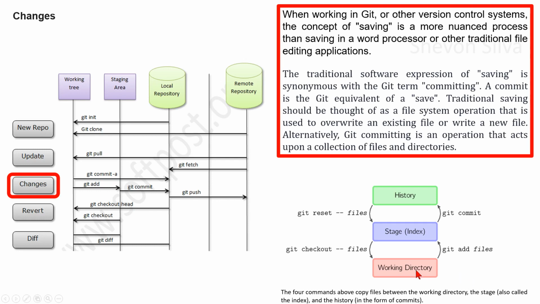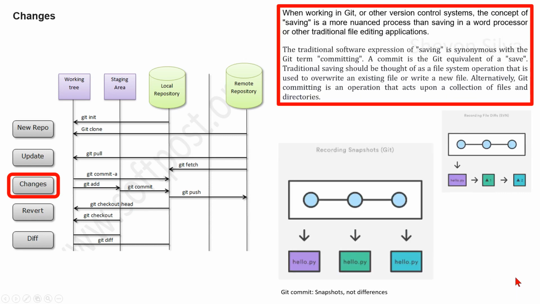So here you can see working directory, stage, index, history. Git add files is passed from working directory to stage. Git commit is passed from stage to history. Git reset -- files is passed from history to stage. Git checkout -- files is passed from stage to working directory. Here you can see git commit snapshots, not differences. Here you can see recording file diffs in SVN. Here you can see recording snapshot in Git.